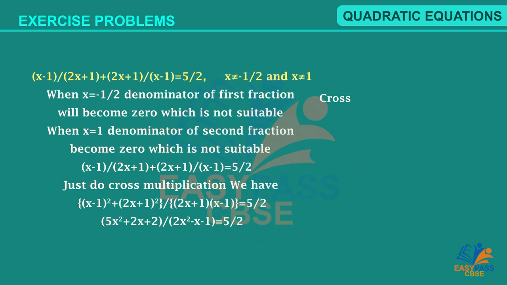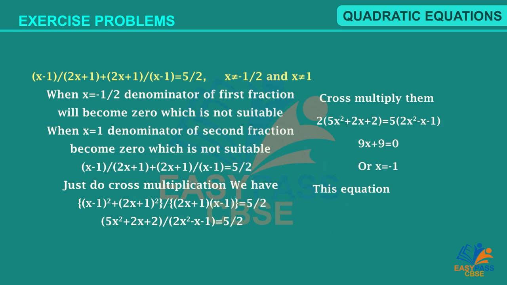As usual, just do cross multiplication. We have 2 times of 5x square plus 2x plus 2 is equal to 5 times of 2x square minus x minus 1. So we have 9x plus 9 is equal to 0, or x is equal to minus 1. So this equation has only one root, that is x is equal to minus 1.